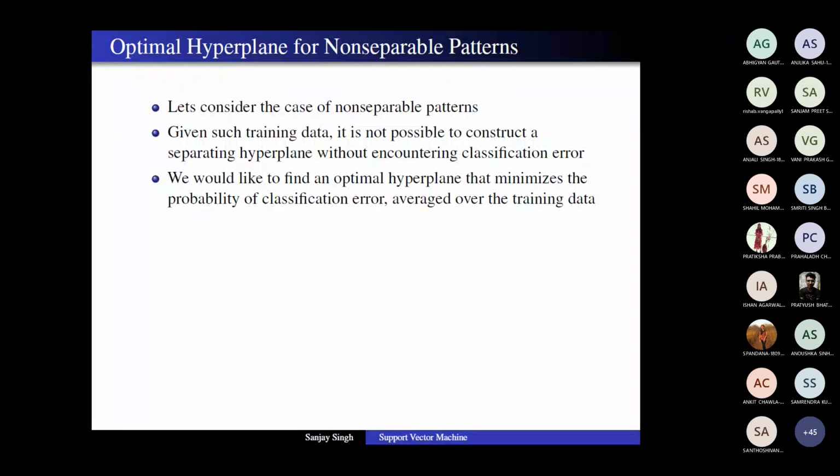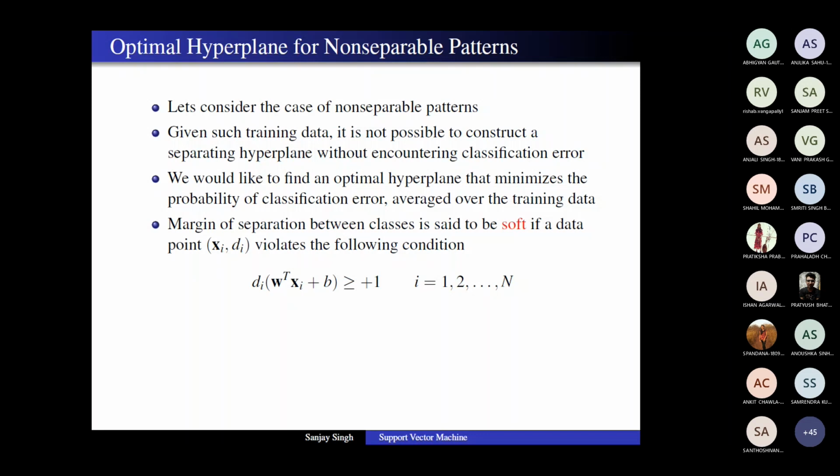So this is what we are going to find out: minimize the probability of classification error averaged over the training data. We cannot say that this will make the classification error zero; it may not be possible. So the margin of separation between classes is said to be soft if a data point violates the following condition, which we have already seen. And these violations can arise in one of two ways.